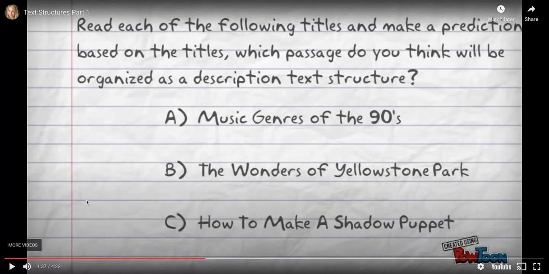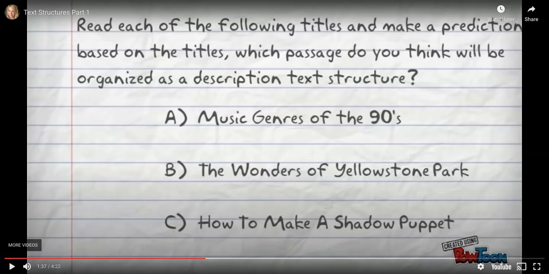All right, so it says read each of the following titles and make a prediction based on the titles. Which passage do you think will be organized as a description text structure? So making a prediction is making a guess. So we use what we already know, our background knowledge, our schema of what a descriptive paragraph is like, the one we read on the butterfly.